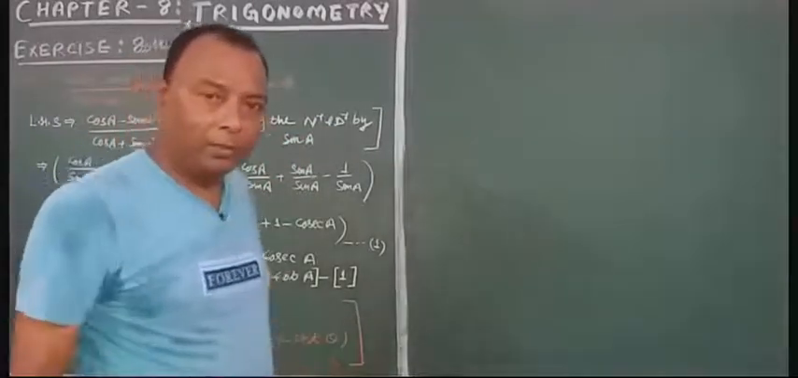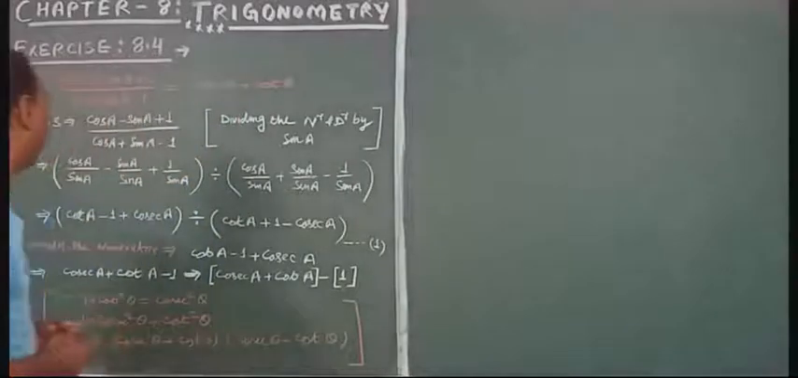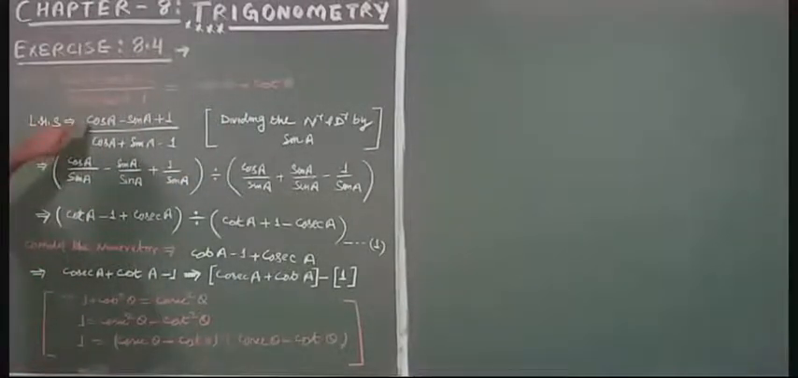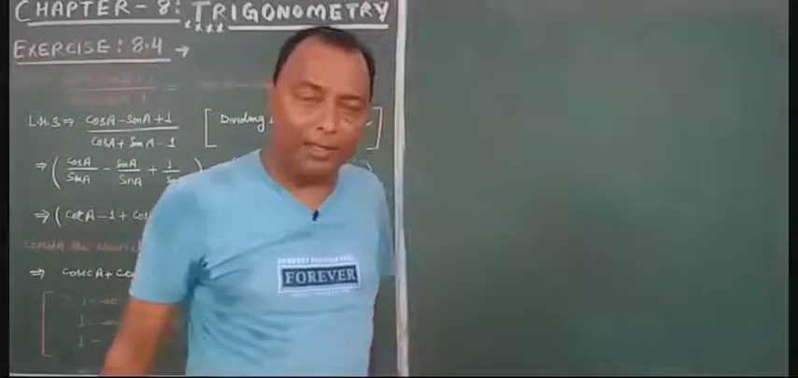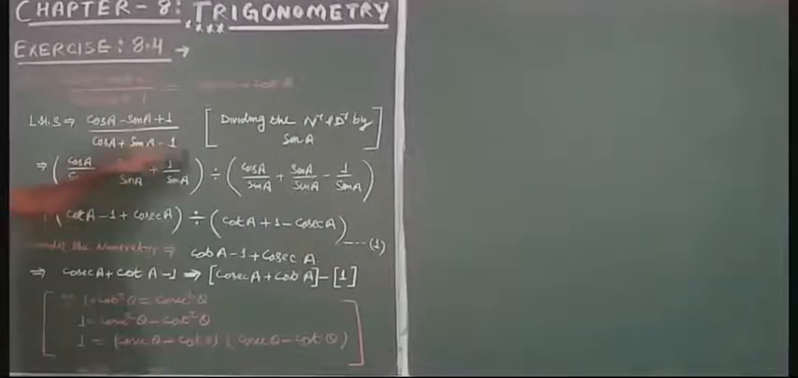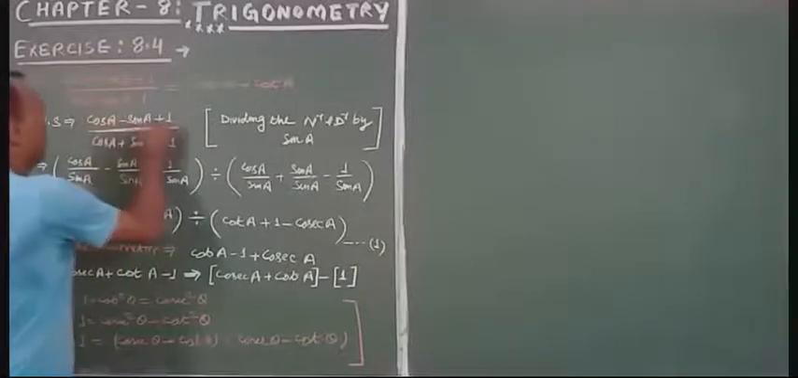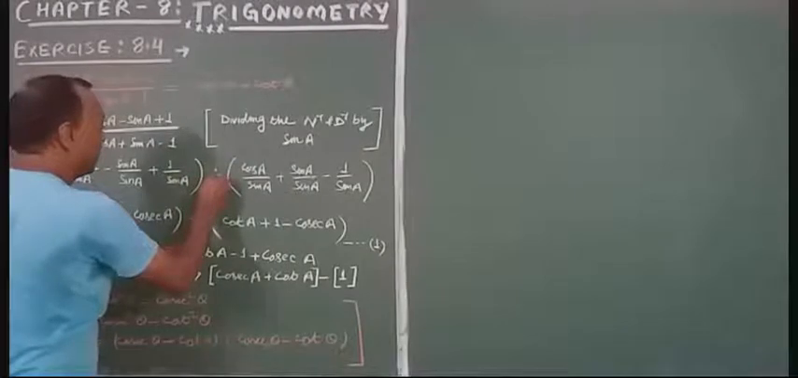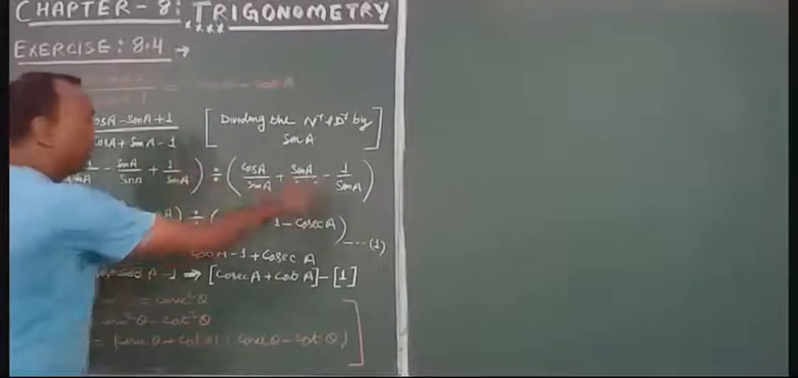I am dividing both the numerator as well as the denominator by sin A. So this will become cos A upon sin A minus sin A upon sin A plus 1 upon sin A. This line is changed here by the division symbol, and here cos A upon sin A plus sin A upon sin A minus 1 upon sin A.